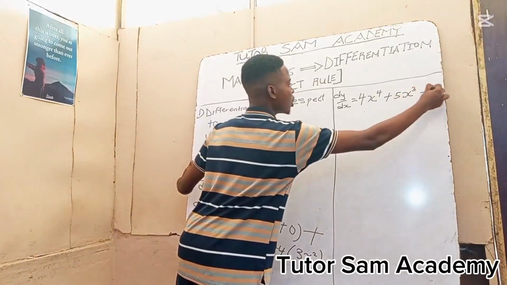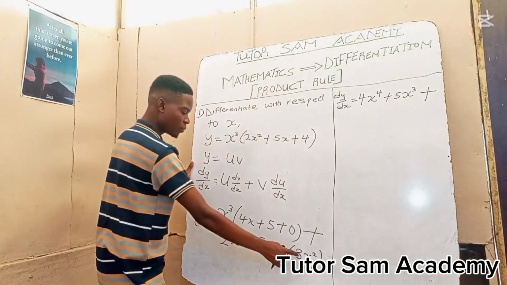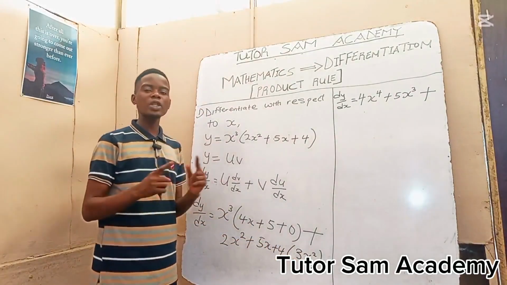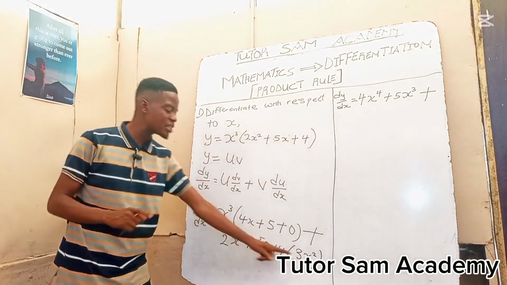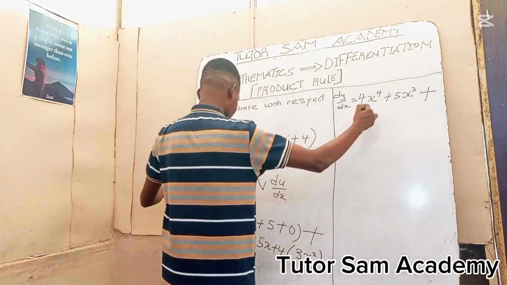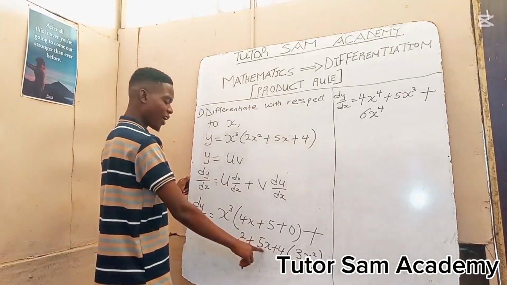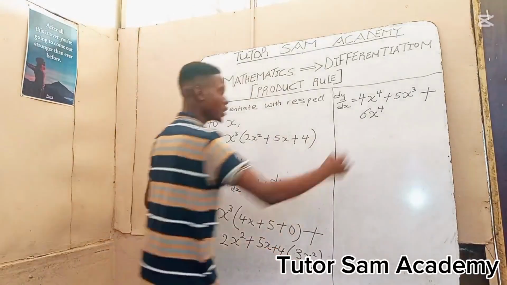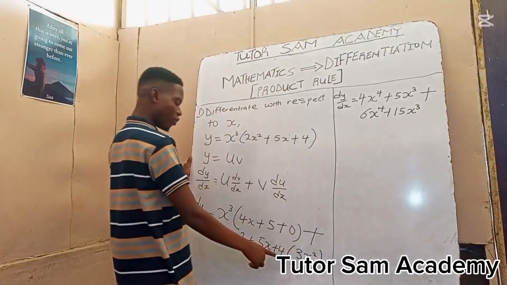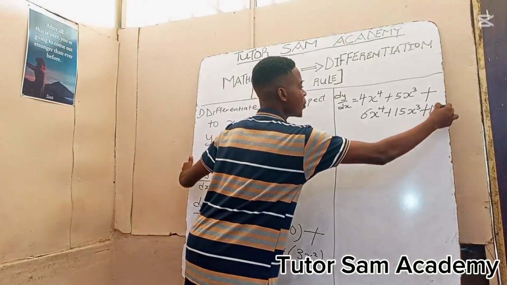Then plus what? Let's expand this also. This is 2x squared plus 5x plus 4 multiplied by 3x squared. 3 multiplied by 2 is 6. This is x raised to the power of 2. This is x raised to the power of 2. Whenever you are multiplying two things that have the same base but different powers, you add their powers. So x raised to the power of 2 and x raised to the power of 2 give us what? 6x raised to the power of 4. Then when you multiply 5x by this, 5 times 3 is 15. So this is plus 15x to the power of 3. Then 4 multiplied by this, 4 times 3 is 12. So plus 12x to the power of what?